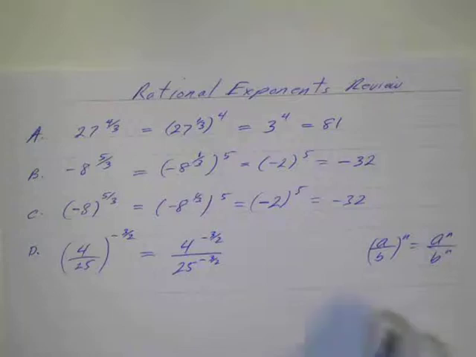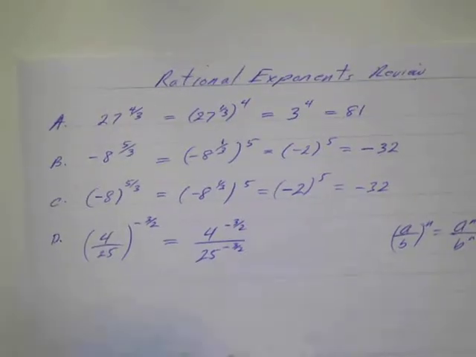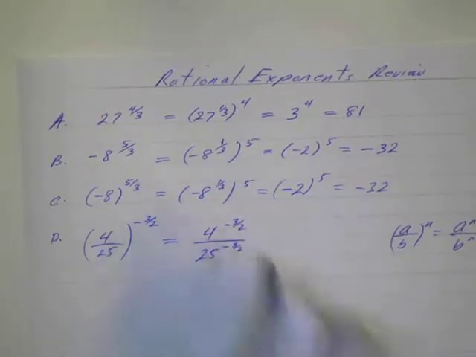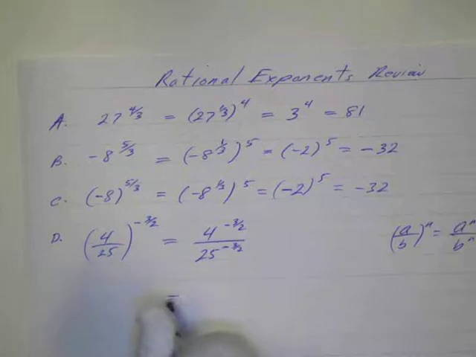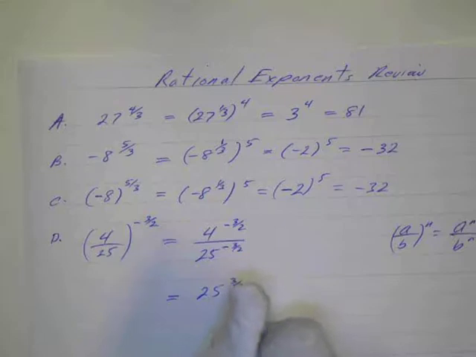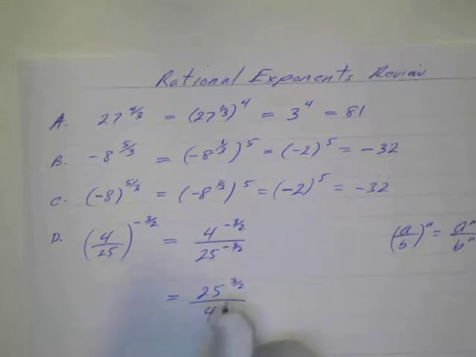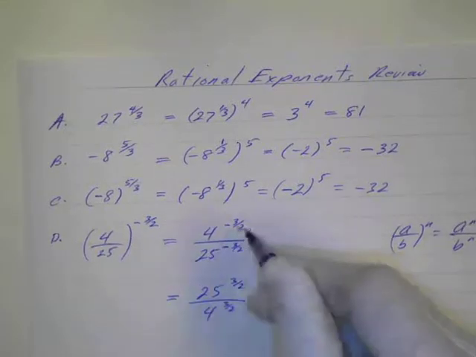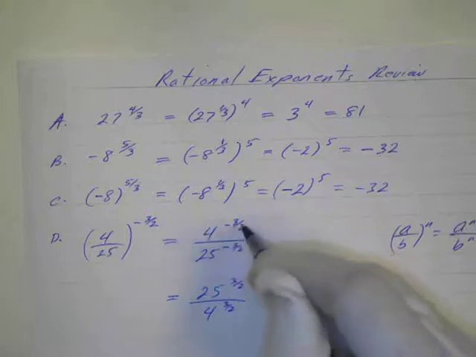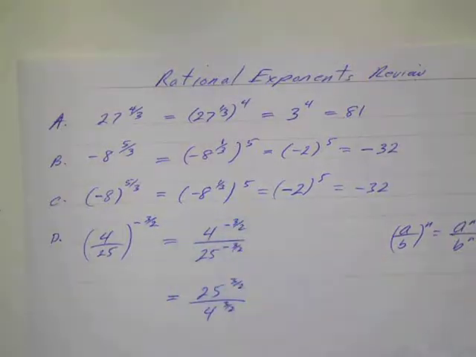I'll do this problem two different ways, because this is one way. In order to take care of these negative signs, I'm just going to reverse that. So I'll put this in the top, and that makes this 25 to the 3/2 all over 4 to the 3/2. In other words, when we move the expression from the numerator to the denominator, it changes the sign of the exponent.